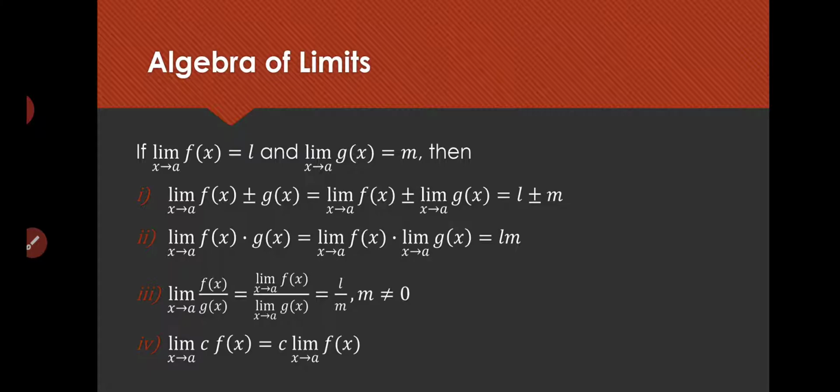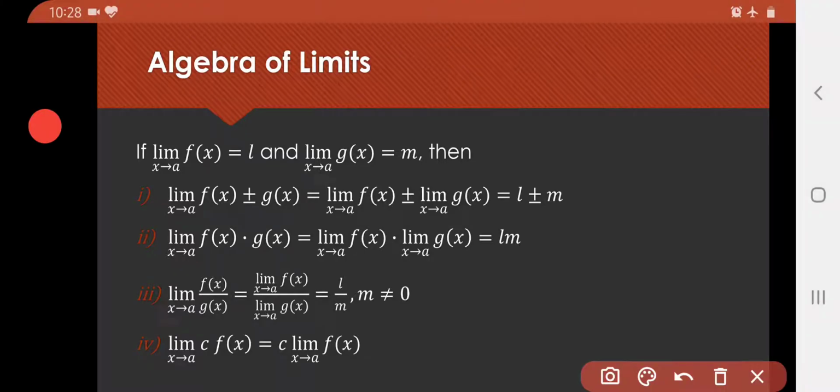Now in all these cases, you have to see one thing: it is limit x tends to a here, and also limit x tends to a there. So your limits have to be at the same point. That has to be ensured. Limits at two different points can't follow this algebra. But if they are at the same point, then only can they follow this particular algebra.